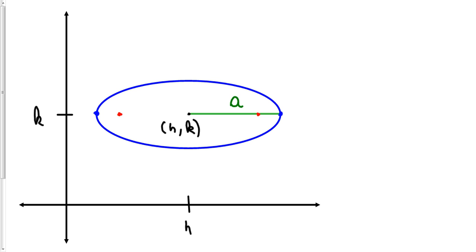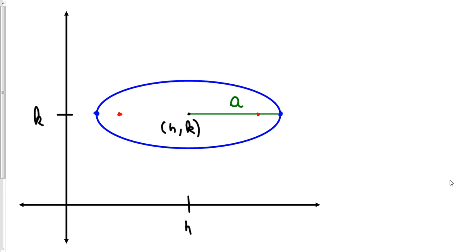here's one relationship that we need to know. The distance from the center of the ellipse to both of these vertices on the major axis. Here's one vertex of the major axis, here's a second vertex. Remember, those are the points where the major axis intersects the ellipse. Those two points are both a units away from the center of the ellipse. I'm going to name this distance a. So that distance from the center to a vertex on the major axis, I'm going to call a.